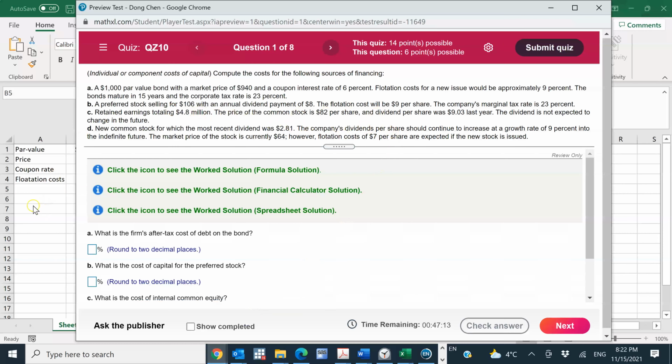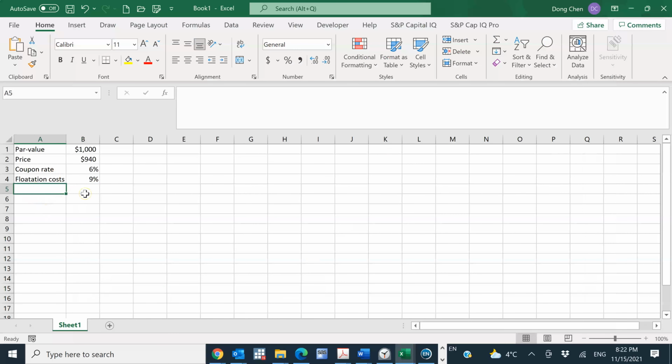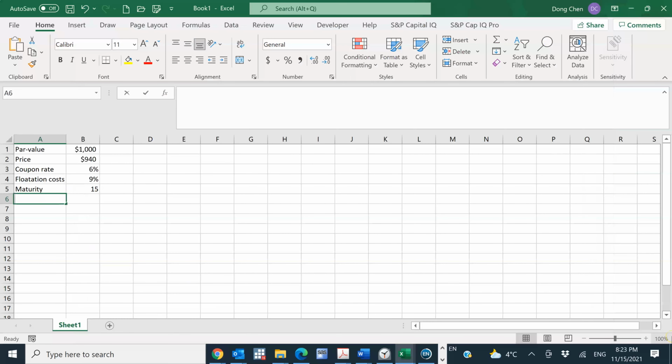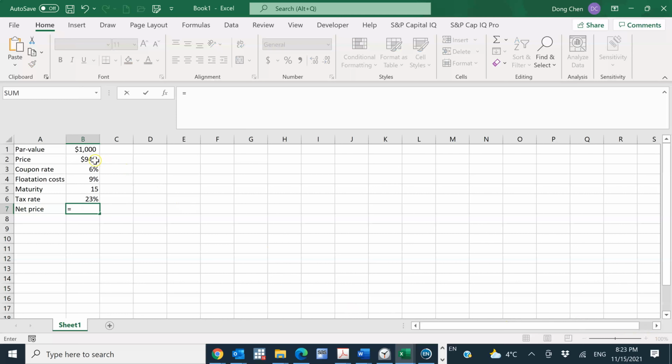And the bond matures. The maturity is 15 years. So that means, because we assume this is an annual coupon bond, we have 15 coupon payments. And the tax rate is 23%. So as we said, the first step is to get the net price. Net price is the price times 1 minus this flotation costs.